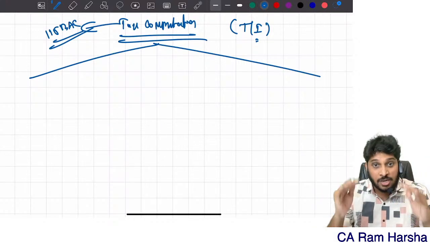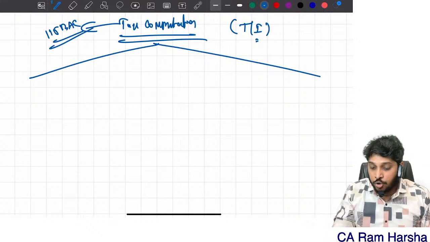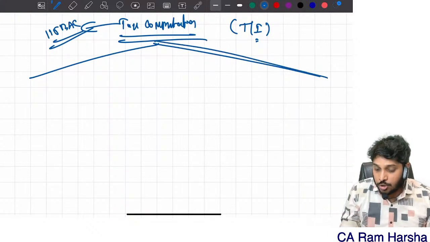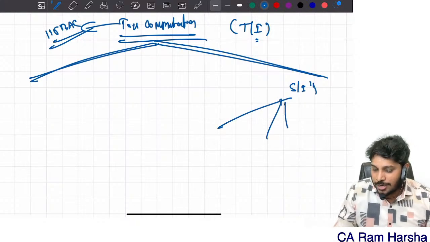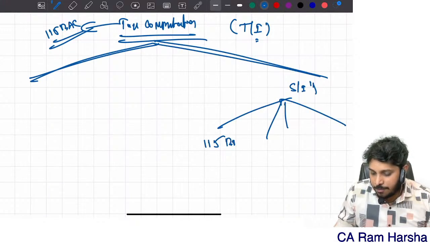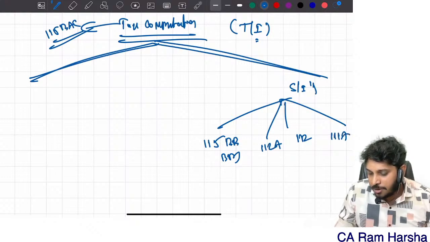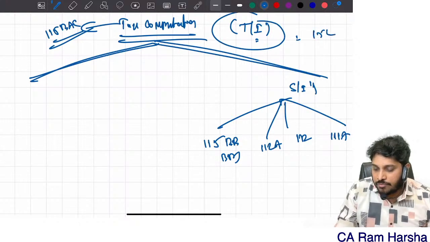Once you have computed total income, split it into two parts for tax computation. One part is the special incomes. What are the special incomes? 115BB winnings, BBJ, and so on, 112A, 112, 111A.